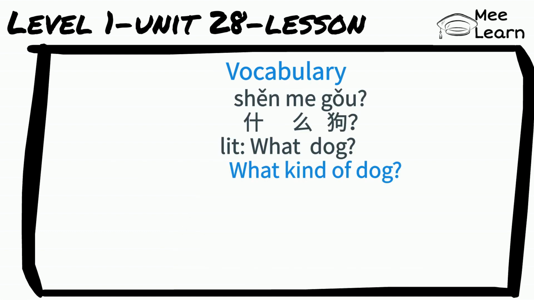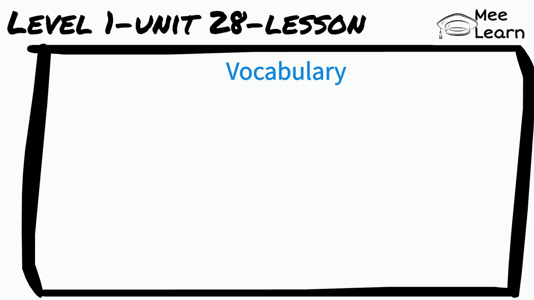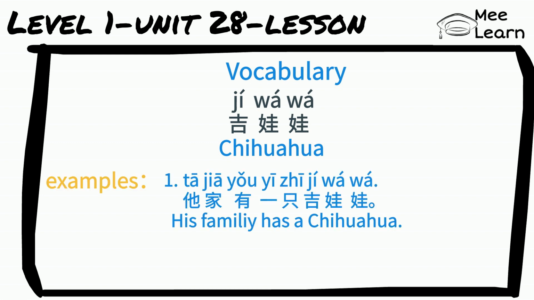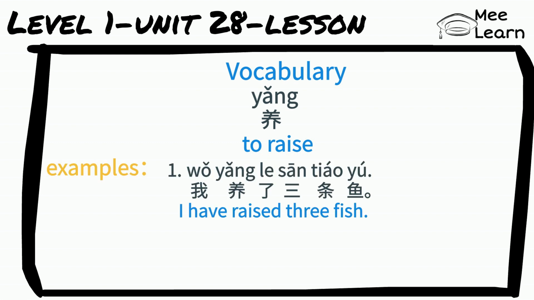什么狗, literally, what dog? What kind of dog? 你知道那是什么狗吗？Do you know what kind of dog that is? 吉娃娃, Chihuahua. 他家有一只吉娃娃。His family has a Chihuahua. 养, to raise. 我养了3条鱼。I have raised 3 fish.